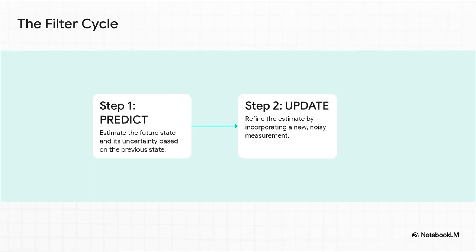And this is it. This is the loop. At every single moment, the filter does just 2 things. First, it predicts where it thinks the system is going next, based on its own internal model. Then, it grabs a real-world measurement and uses it to update or correct that prediction. Predict, update. Predict, update. That's the entire rhythm of the Kalman filter.